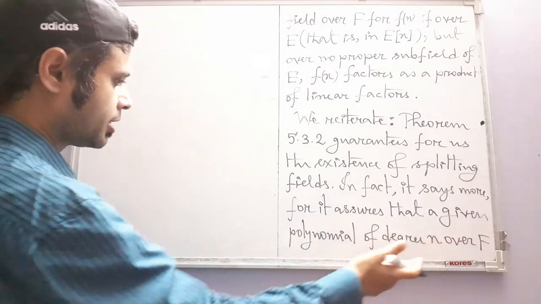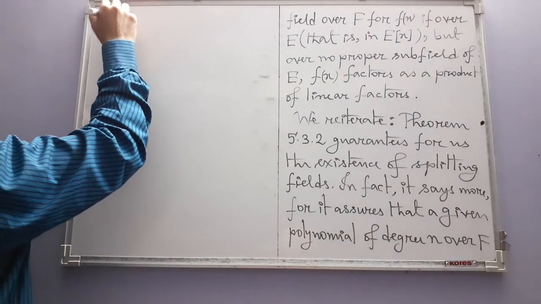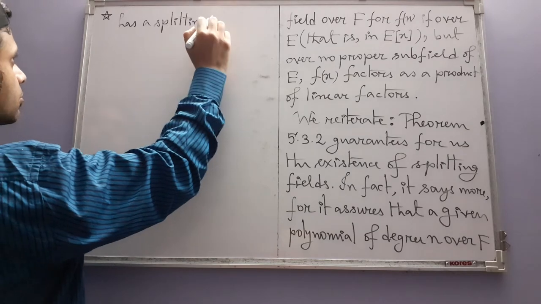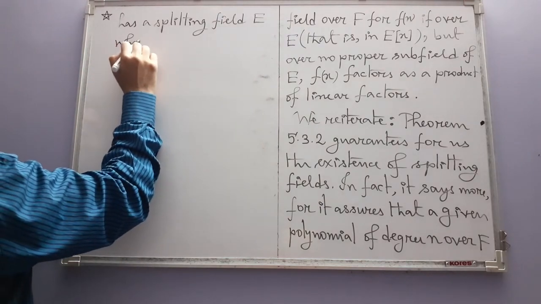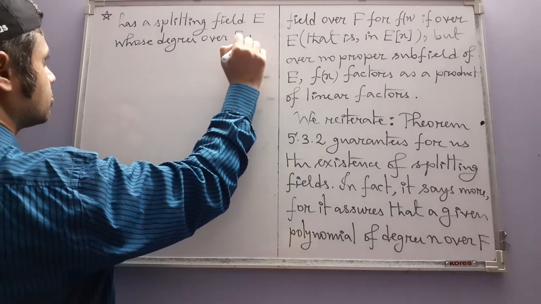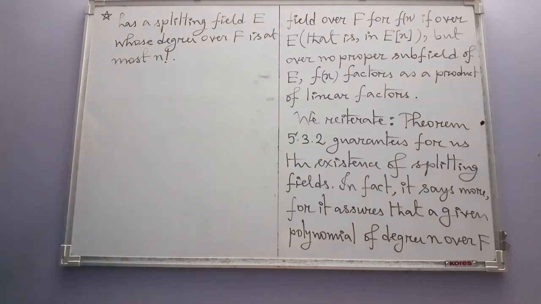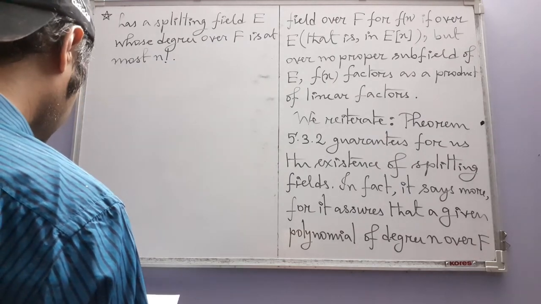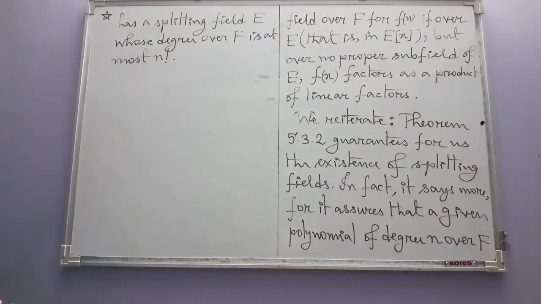Ideally, I should have mentioned that n is greater than or equal to 1, but in the context of the things we are discussing, you can understand that is there. Over F has a splitting field E whose degree over F is at most n factorial. And this is where that comment comes. We shall see later that this upper bound of n factorial is actually taken on.